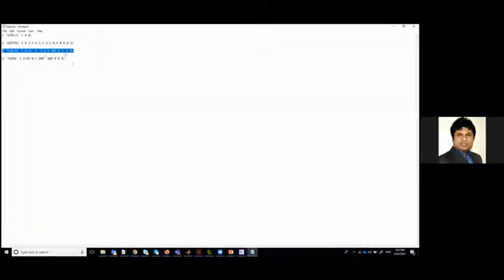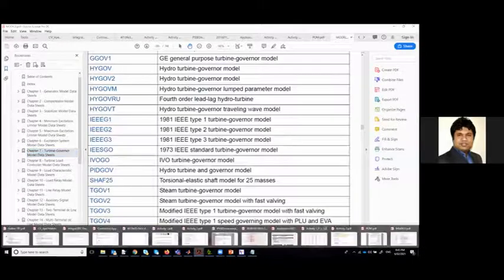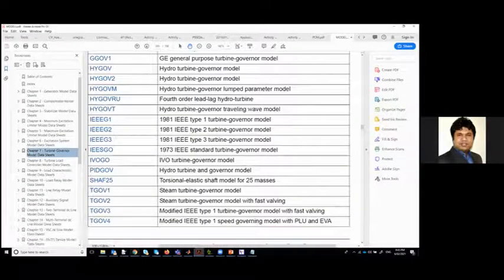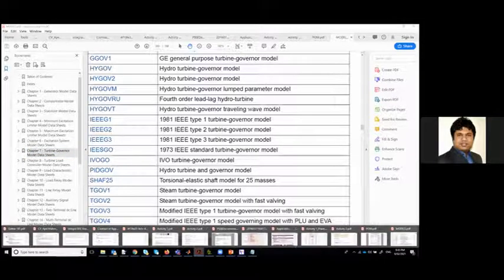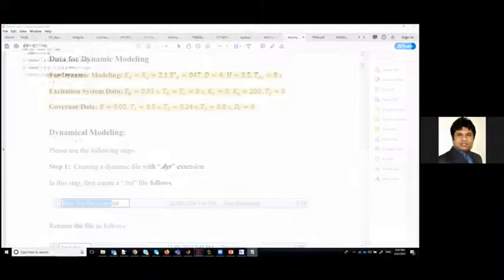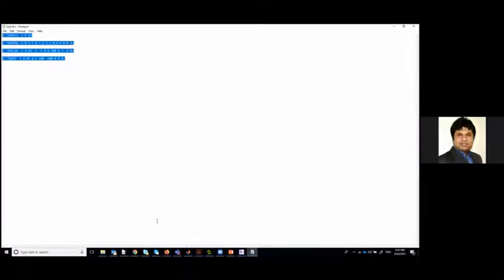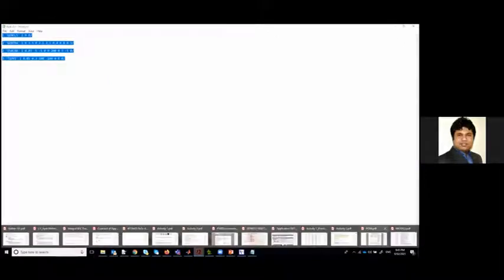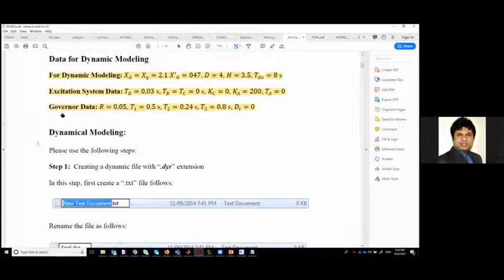Okay. So once you put in whatever information you have got for your dynamic model, based on what you want to do in the dynamic modeling, I've got the generator data, excitation system data, and governor data. I put all these here by following the sequence in the dynamic model library. This is the model library.